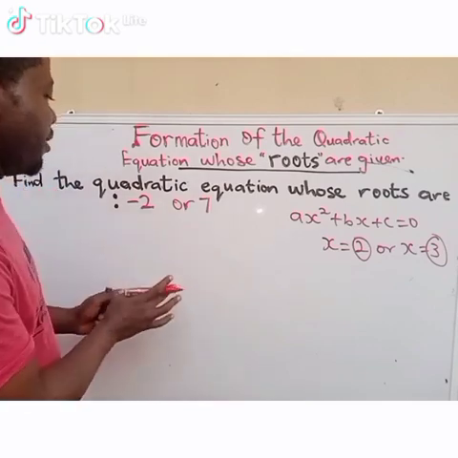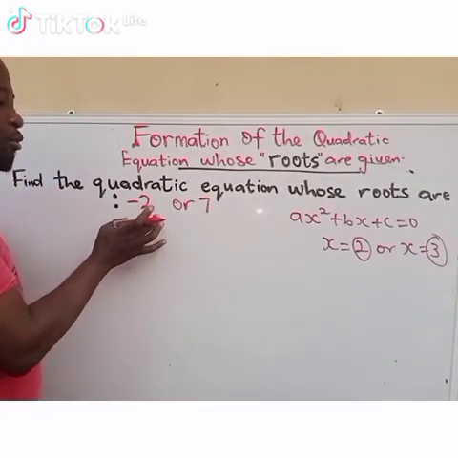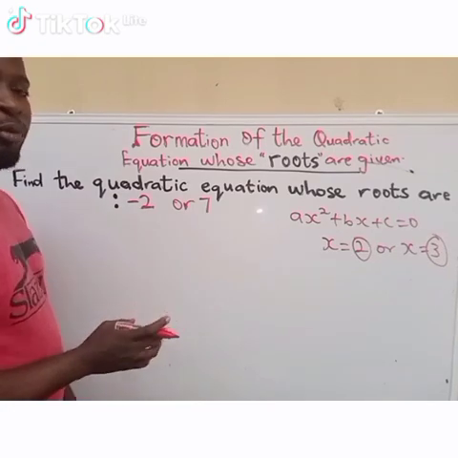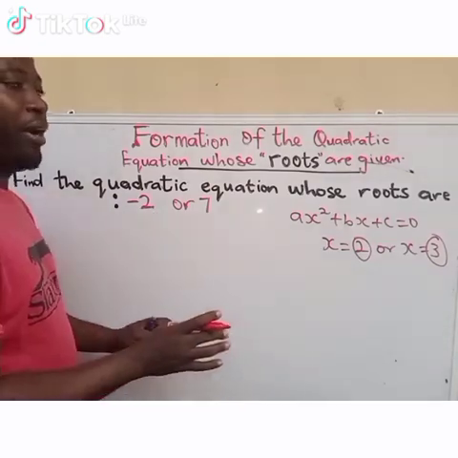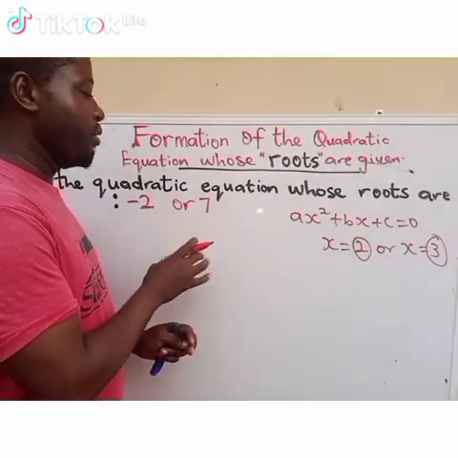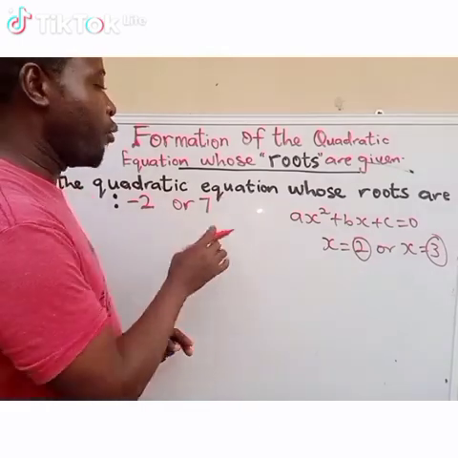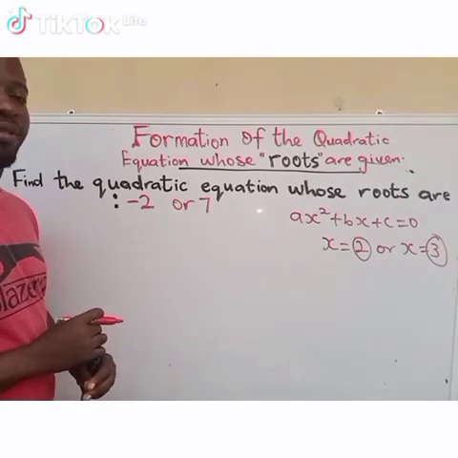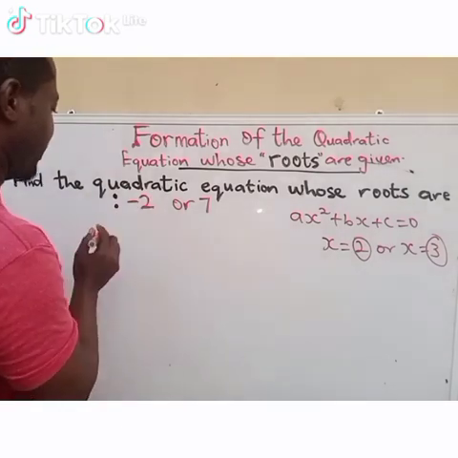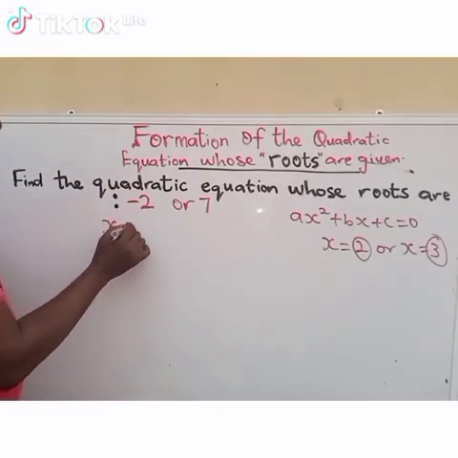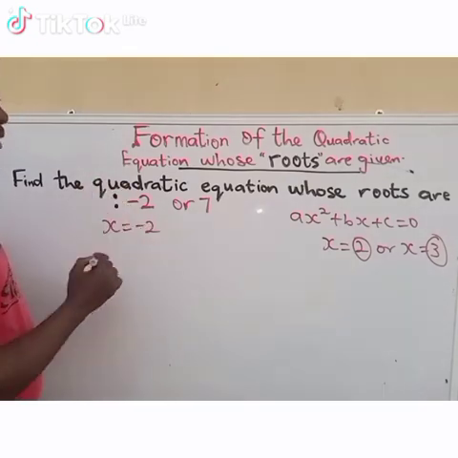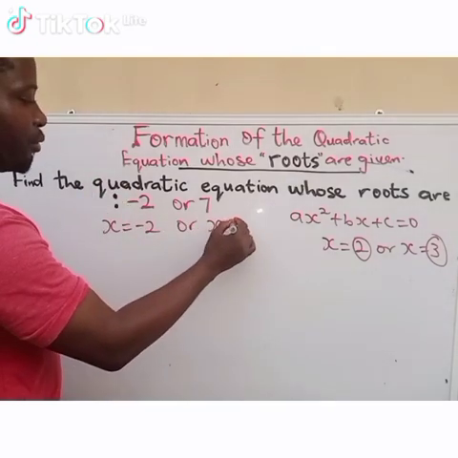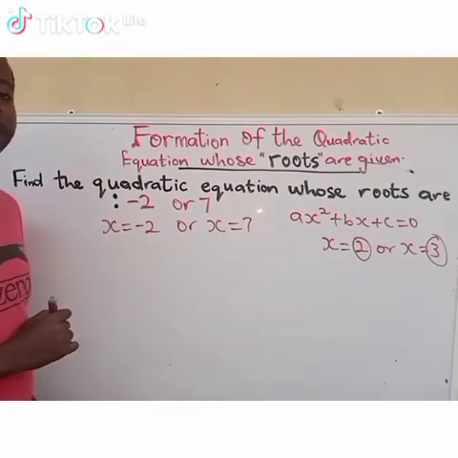Now, in this case, we have been given the roots of the equation. We want to use this to get our quadratic equation. We want to use this to get the real equation that leads to this answer. That's what we are trying to say. Now, let's proceed. This simply means x equals minus 2 or x equals 7. That's the meaning of this.